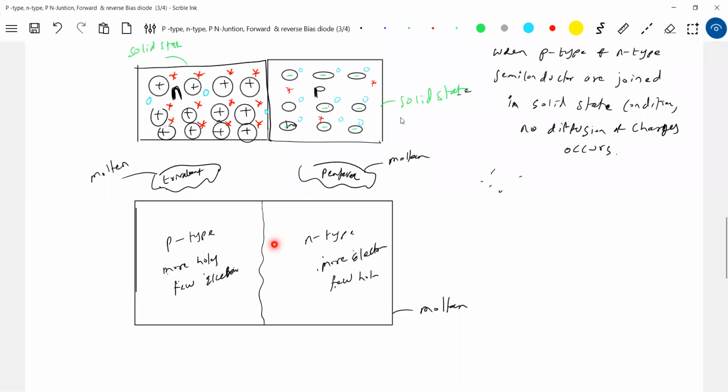So therefore, now the electrons will diffuse. The holes from p-type will diffuse here. So when they diffuse, we get a phenomenon called a p-n junction being formed. A junction is formed. That junction we have to discuss here.